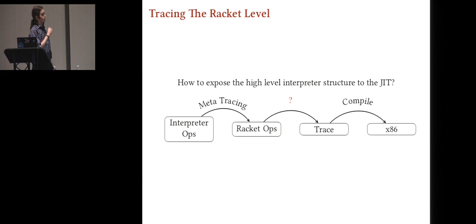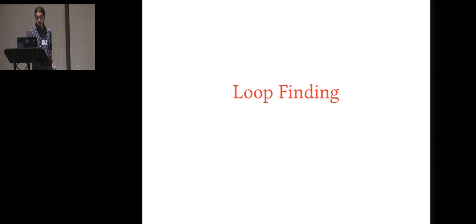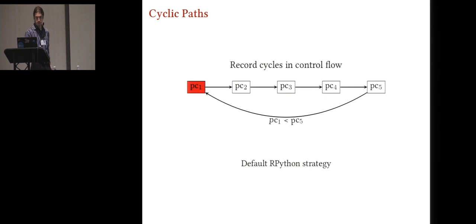We need to expose the right compilation unit, because otherwise we're just observing what this dispatch loop does. We don't really know what corresponds to a meaningful unit of compilation in Racket. And this problem is known as loop finding. We have to find the loops in our Racket source code so that we can actually compile them.